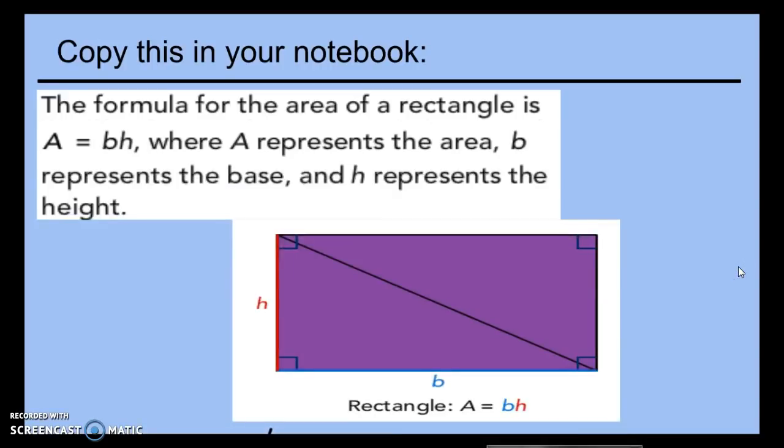All right, the next one. Sorry, there's a lot of words. The formula for the area of a rectangle is area equals base times height, where A represents the area, B represents the base, and H represents the height. We know that we write this as area equals base times height because we talked about it in 5th grade. All right?